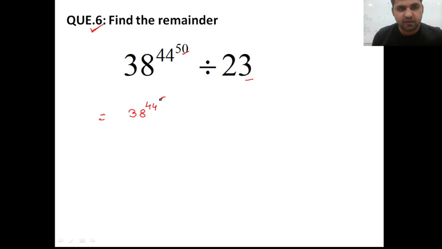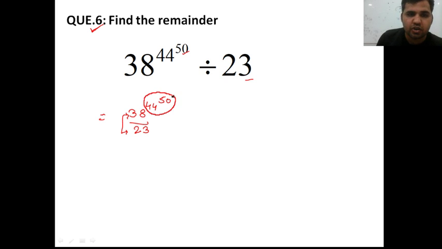38 power 44 power 50 when divided by 23, what will be the remainder? The first condition you are supposed to check is whether 38 and 23 are co-prime with each other. Yes, they are co-prime because 23 is a prime number. If these two numbers are co-prime, you can apply the Euler remainder theorem. After this, you'll have to see whether the power is a multiple of the Euler number of 23 or not. Yes, Rajan, 1 is the right answer. Here the Euler number of 23 is 22, right?